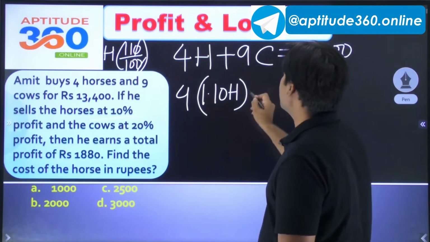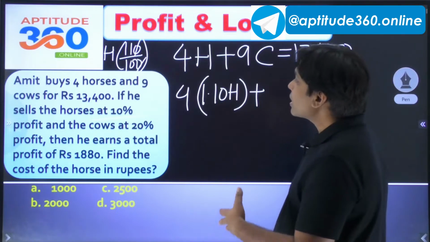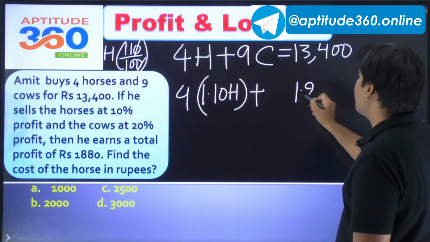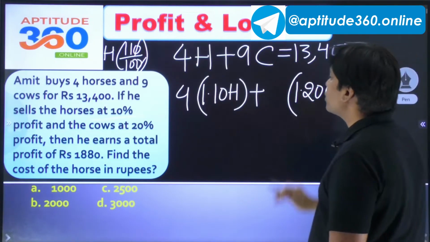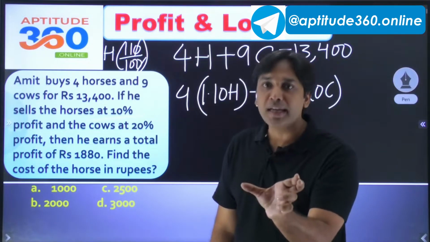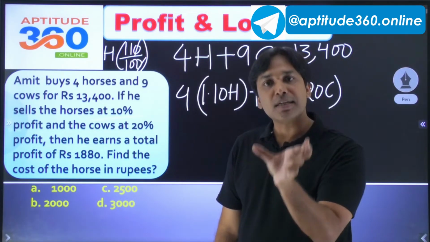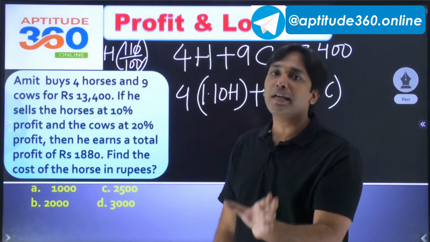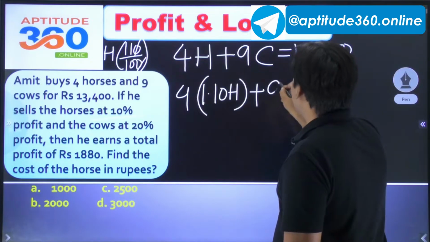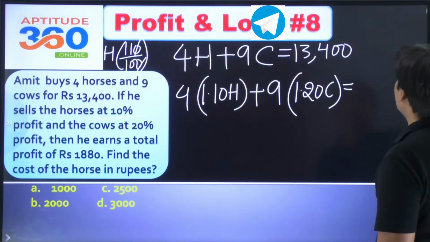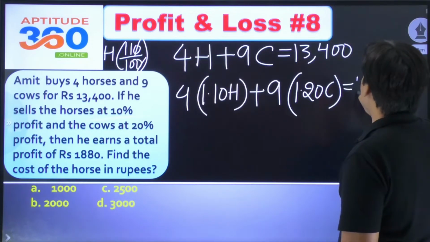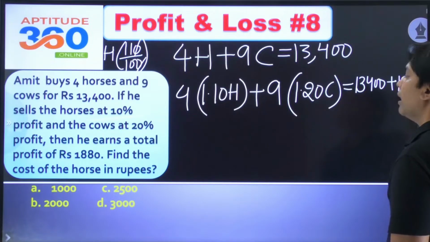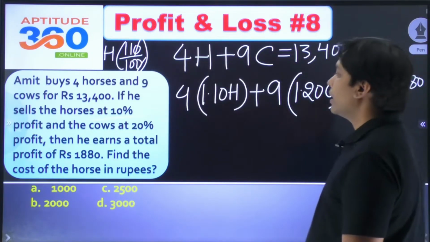So 4 times of this plus, because cows are being sold at 20% profit, price of one cow will become 1.20 C. How am I getting 1.20 C? It is 120 by 100. If profit is 10%, it is 110 by 100. If profit is 20%, it is going to be 120 by 100. And there are 9 cows. And then it says that it has to be 13,400 plus 1880. So that is one equation done.